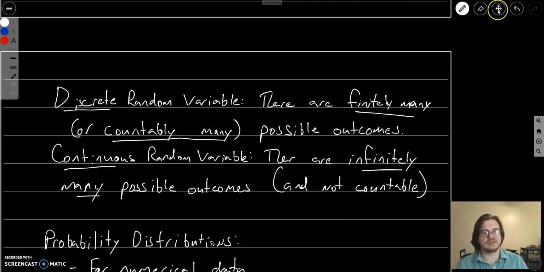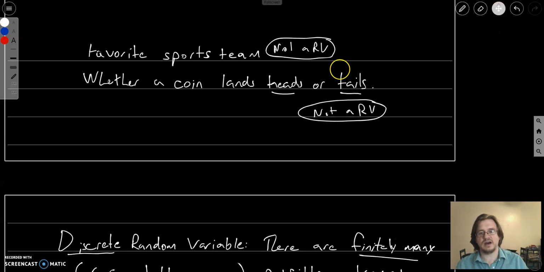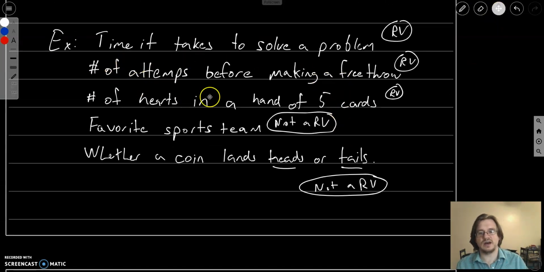So let's go through a few examples. If we come back up to these, the number of hearts in a hand of 5 cards, is this discrete or is this continuous? Well, the number of hearts that we could get would either be 0, 1, 2, 3, 4, or 5. That's a finite list of outcomes. Therefore, this is discrete.